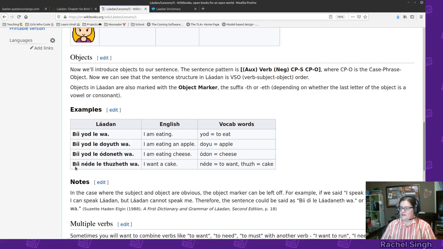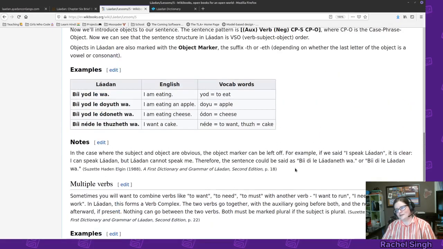I want a cake. Be nedele shudeth thujeth wa. So, want nede. I cake object. Yeah, I want a cake. Okay. Let's take a breathing break, 2 seconds.